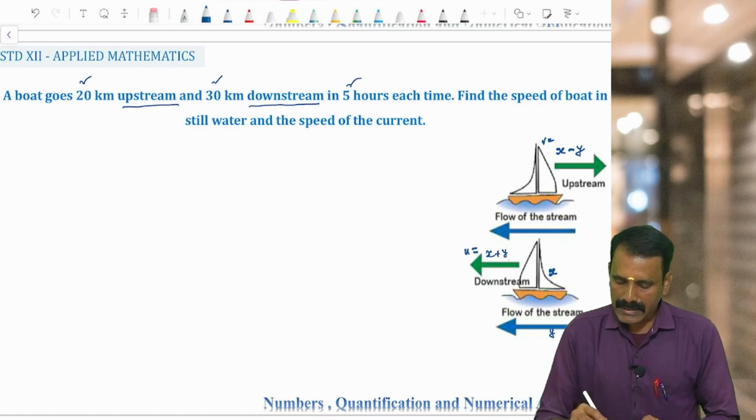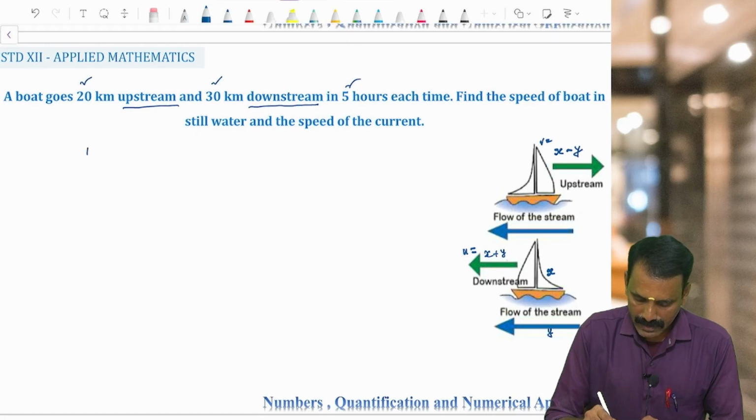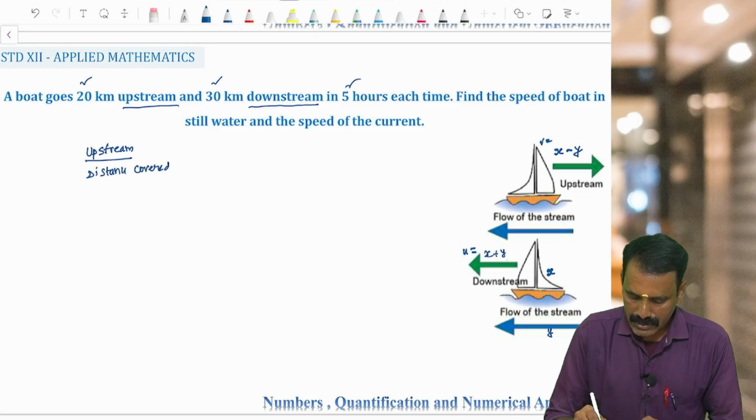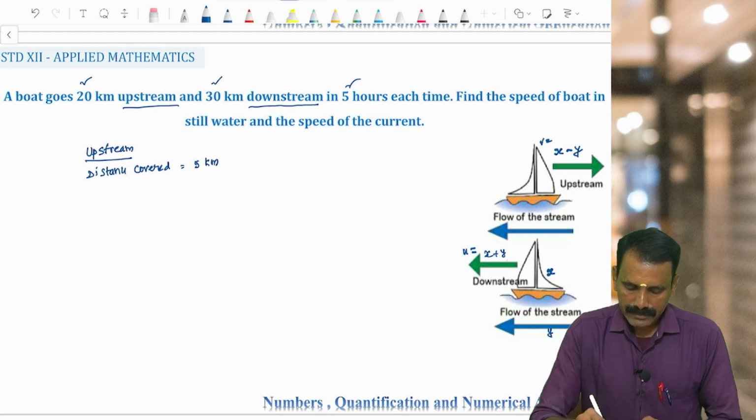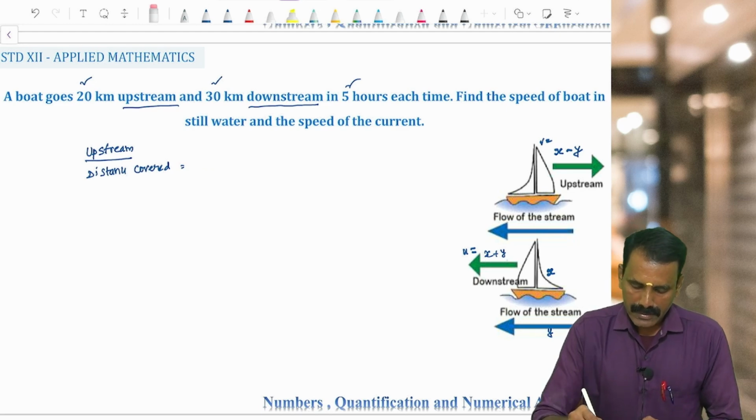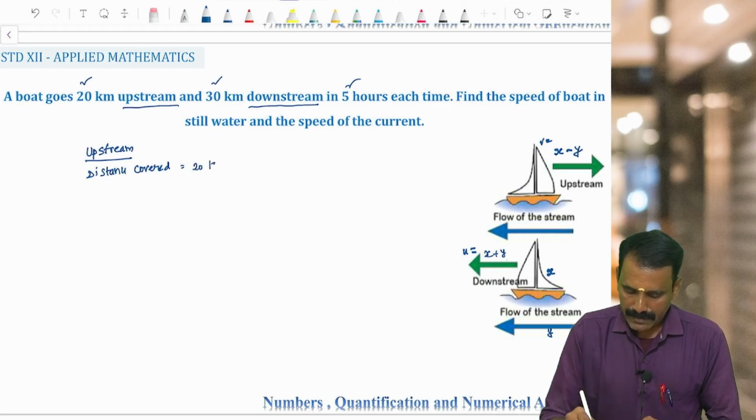So now we write the data given to us. For upstream, distance covered is going to be 20 km, and time taken for this travel is going to be 5 hours. So we try to find the speed for upstream.